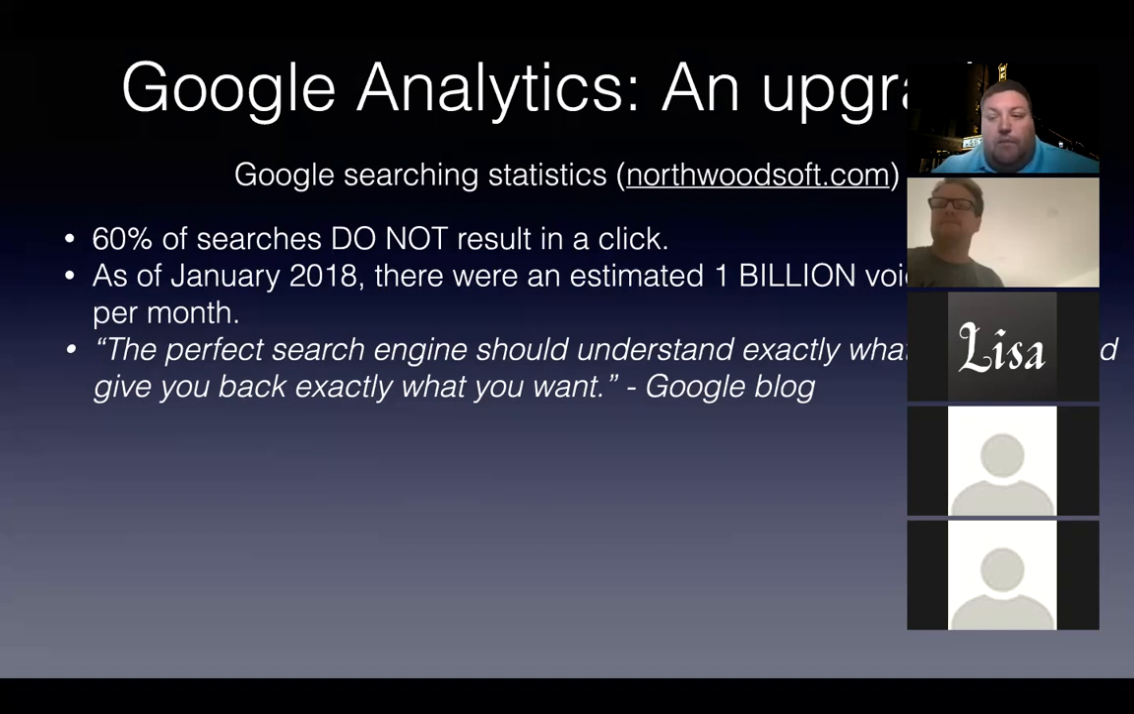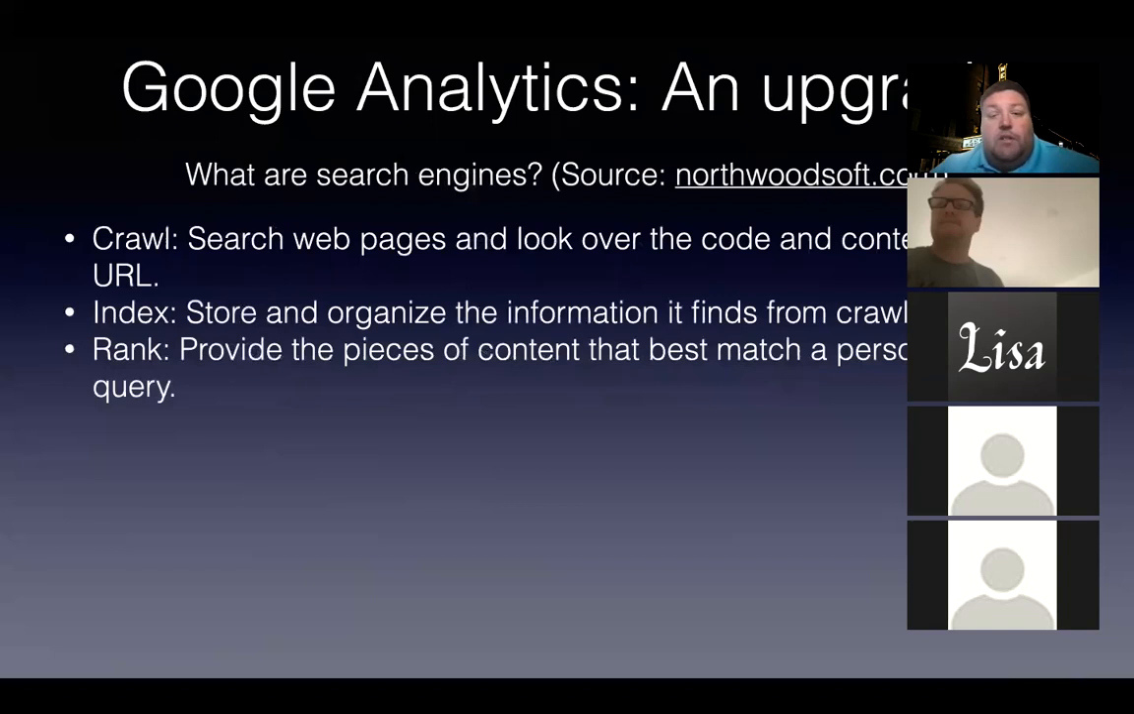So here's a little something from Google's blog: the perfect search engine should understand exactly what you mean and give you back exactly what you want. So what are search engines? A crawl is something that Google techs do that searches web pages and looks over the code and content for each URL that is indexed with Google. And indexed is the storage and organization of the information it finds from crawling. Indexing we'll go over here in a little bit. And rank provides the pieces of content that best match a person's search query.